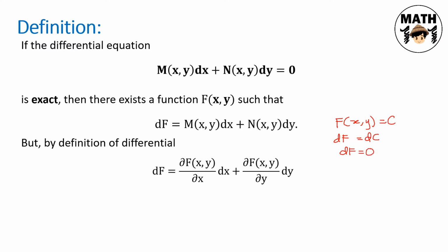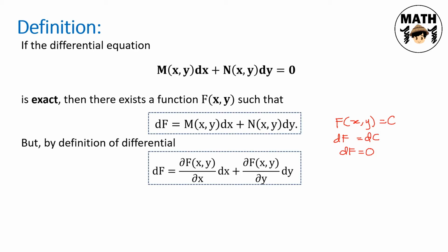Previously, we've also learned that the total differential is equal to the partial derivative of the function with respect to x dx plus the partial derivative of f with respect to y dy. If we compare these two equations, we can see that M is equal to the partial of f with respect to x and N is equal to the partial of f with respect to y. If we take the partial derivative of this with respect to y, we can also show that the partial of M with respect to y is equal to the second partial of f with respect to x and y.